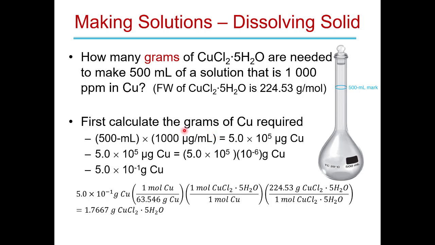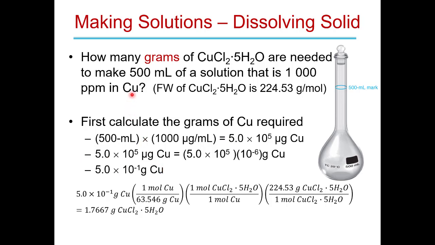So we can use the 1,000 parts per million as a conversion factor to go between micrograms and milliliters, right? So this is micrograms of the solute and milliliters of the solution. And so this acts like a conversion factor. And we write it this way so that milliliters is in the denominator so that it will cancel the milliliters that's here. And we end up with micrograms of copper.